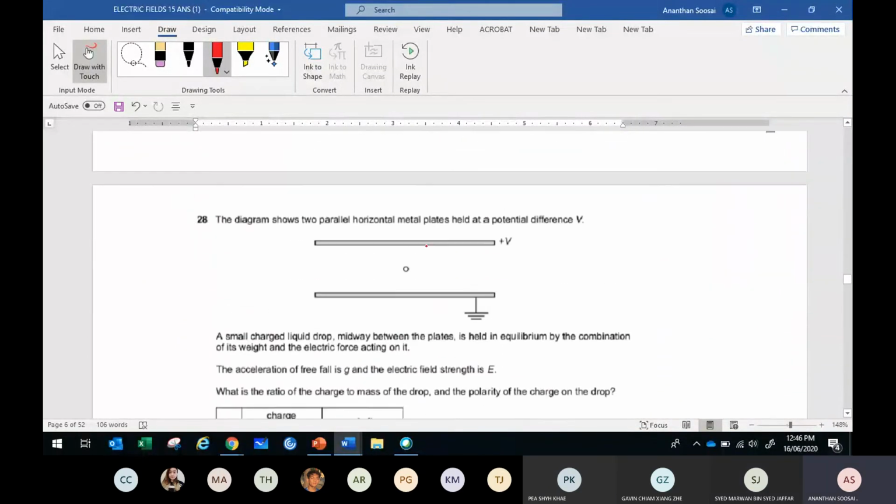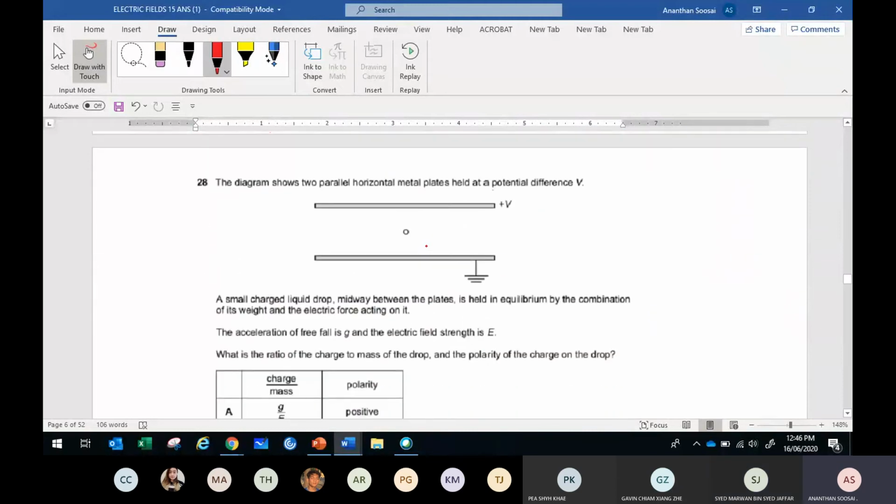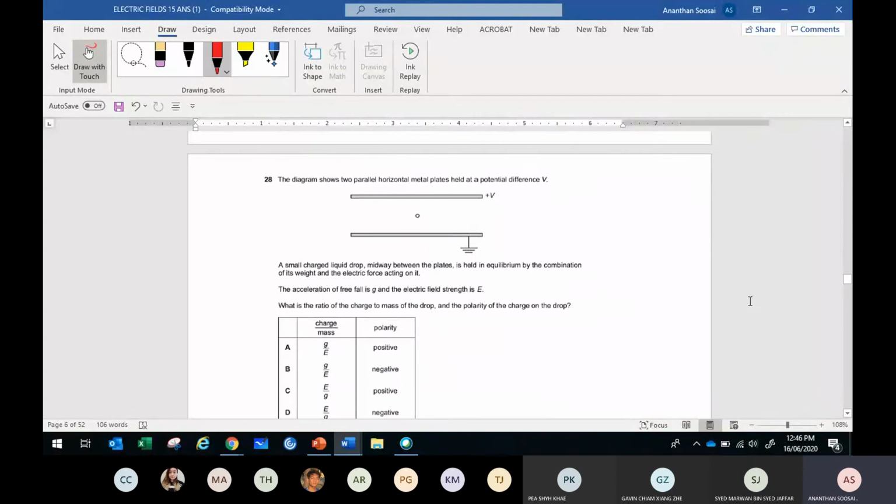Okay, this question. Page 29, question 28. Yeah, try, everyone.